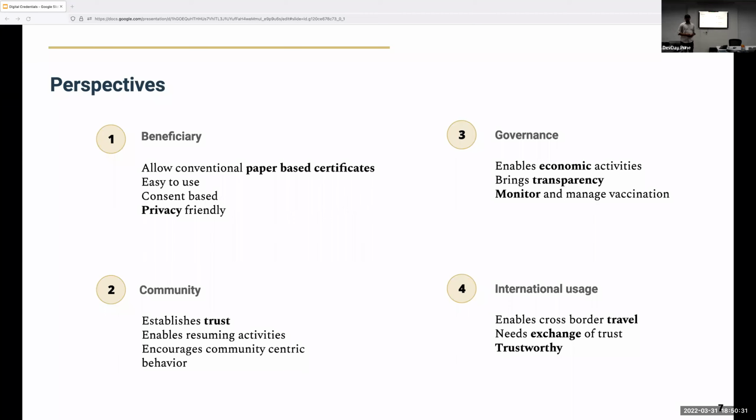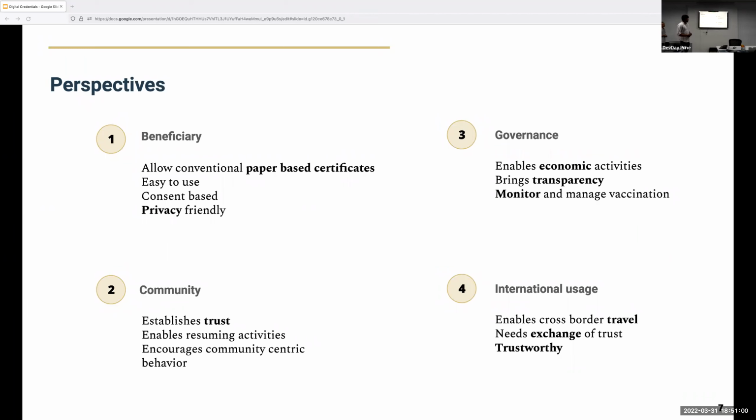Then from a community perspective, the system should establish trust within the community. Once this DIVOC or the vaccination program comes into the picture, whatever normal activities were happening before should continue seamlessly, and it should encourage community-centered behavior. The third perspective is governance. From a governance point of view, it should enable economic activities, and it should bring more transparency by bringing up monitoring and also managing the complete vaccination.